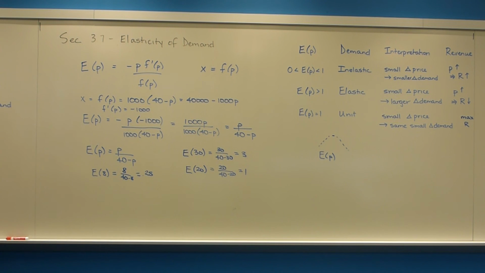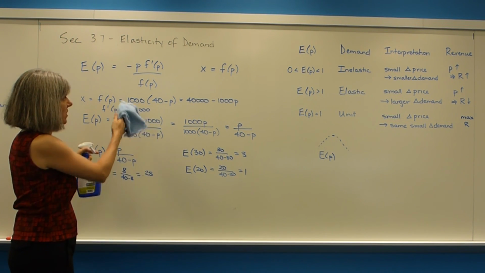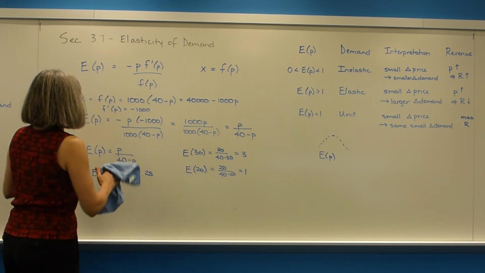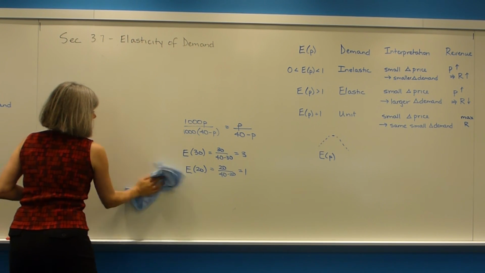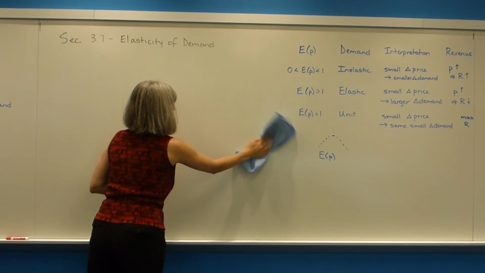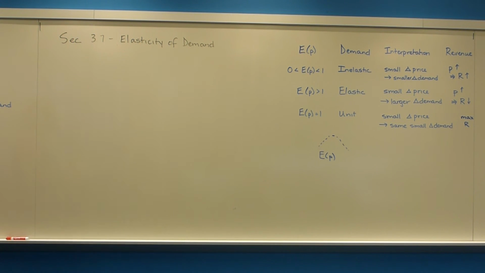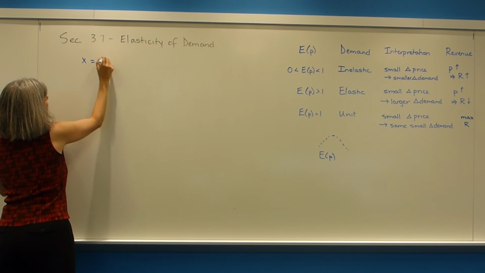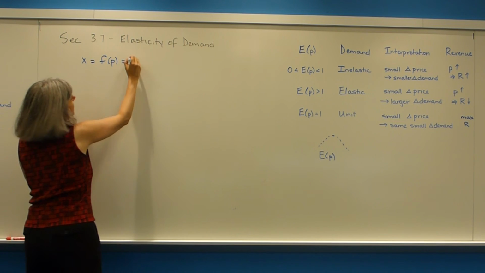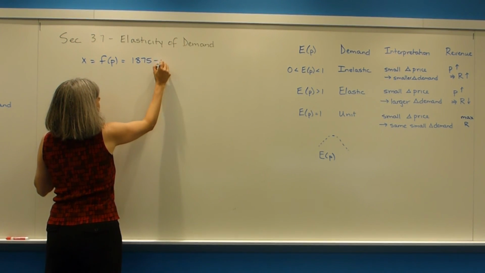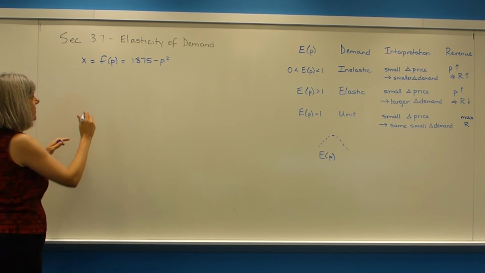Okay, so let's just do one more example. If you feel like you've got it, this is as much as we're going to do. I'm just going to do a harder F of P. Okay, so let's look at this one. X equals F of P, 1875 minus P squared. Okay, so the plan is to find E of P, and then we'll evaluate it at a couple of different price points.